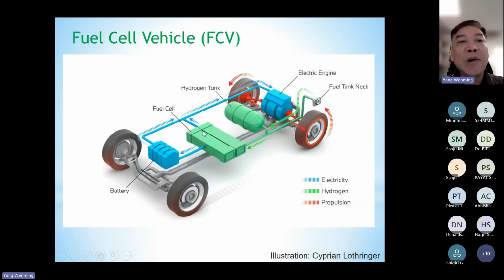The second one is the fuel cell vehicles, or FCV. Compared with the electric vehicles, the fuel cell vehicle is more complicated. You can see here we have four major components. The first one is a fuel cell, usually a hydrogen fuel cell. Of course, we have methanol fuel cells and solid oxide fuel cells, correct?